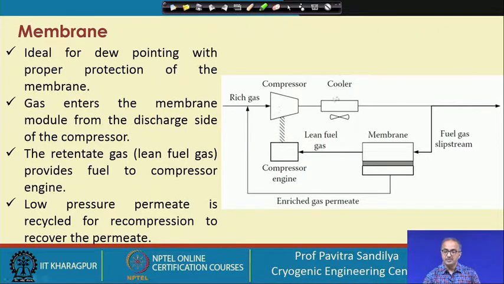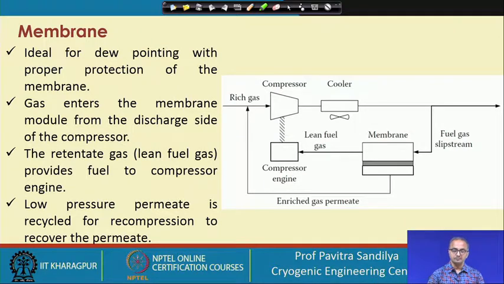So, this is the permeate side and this is the retentate side, and on the feed side we compress and cool the gas, and then put it into the membrane. This gas enters the membrane module from the discharge side of the compressor, and then on this side we get the lean gas, and on this side we get the enriched gas permeate. This enriched gas contains the heavier hydrocarbons.